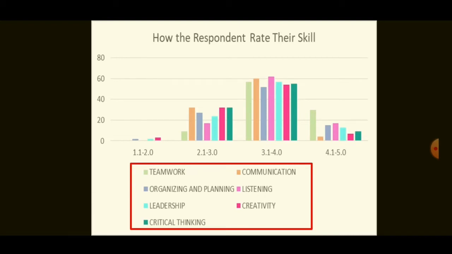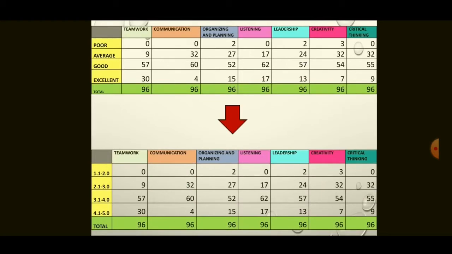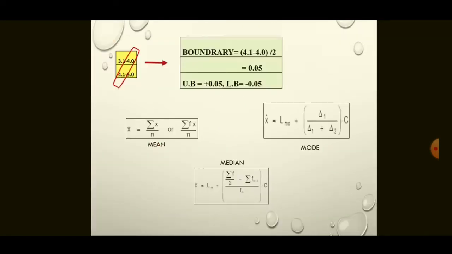In this section, we use a Likert scale, which involves 4 levels from poor to excellent. As you can see, we have totalled up the respondents' answers for this section. In order to statistically analyze this section, we use the method of assumed Likert scale, which becomes like this. Next we count the boundary. By using the assumed scale, we subtract them and then divide by 2, and we get the boundary, which is 0.05. The data we have analyzed is range, mean, median, and mode.